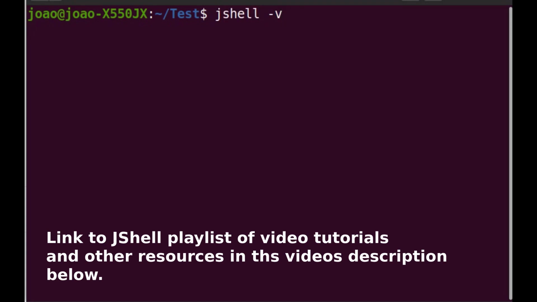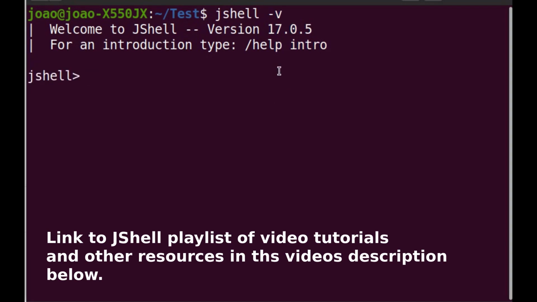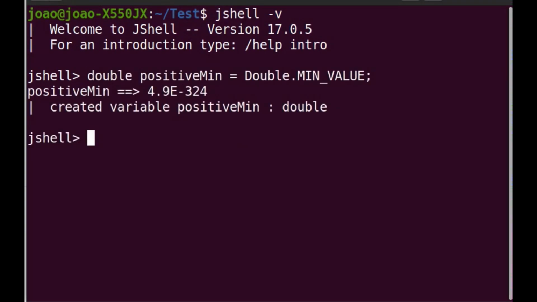I'm going to use JShell, and I'm opening it in verbose mode to show you examples of using these constants. I'm creating a variable called positiveMin, and I'm using one of its constants, Double.MIN_VALUE, to get its positive minimum value, which is 4.9e-324.